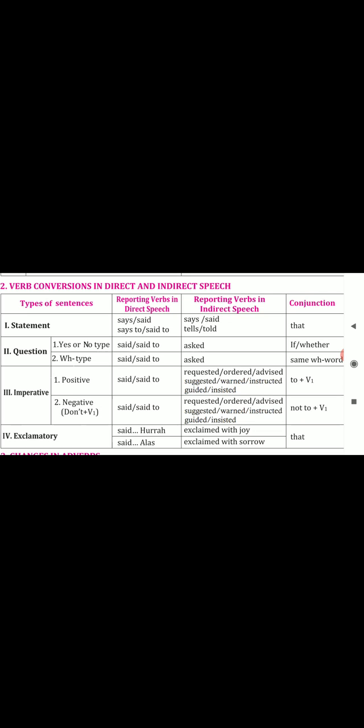used. So in imperative sentences, a positive sentence can be changed with to and the present tense verb. In negative sentences, not to can be used with the present tense verb. And then for exclamatory sentences, we have to put the conjunction that.